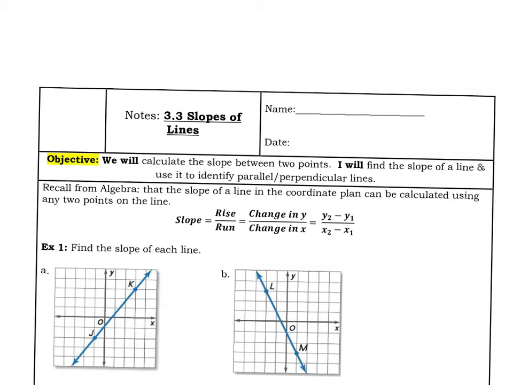In this section, I'm going to go over the slope formula. You'll recall that you've seen the slope formula from Algebra 1. The slope of a line can be calculated using any 2 points on that line, and it should be the same slope every time. The slope's not going to change on the line, otherwise you have a line changing directions and stuff like that.